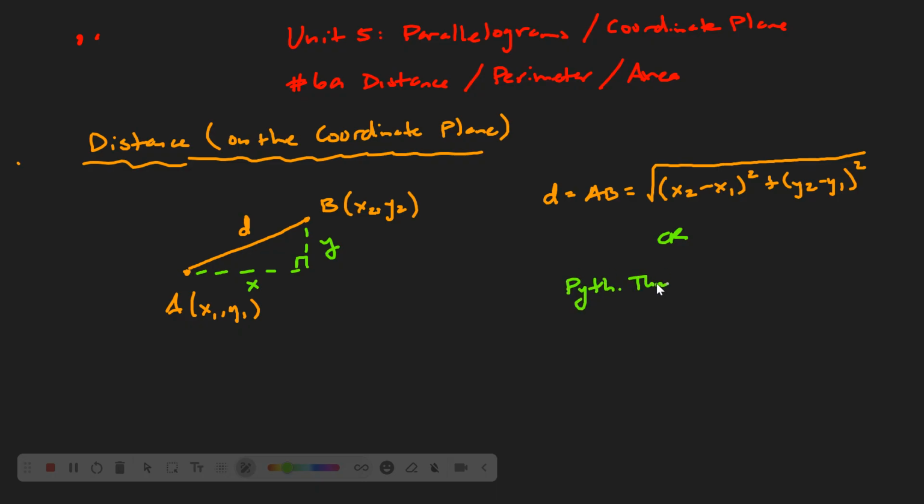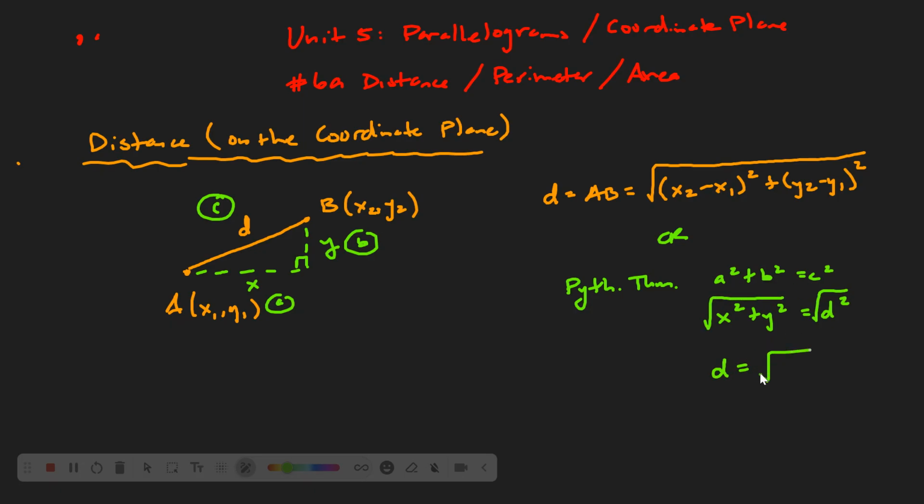I'm just going to shorthand. So Pythagorean theorem, again, says a squared plus b squared equals c squared. In this picture, d would be c. I'm going to let x be a and y be b. So it would be x squared plus y squared equals d squared. And then to get d by itself, I would just take the square root of both sides. And this is the formula that I would use. D equals the square root of x squared plus y squared.